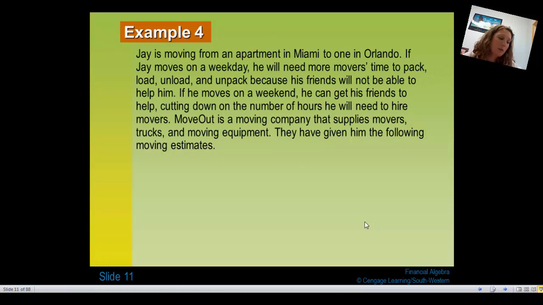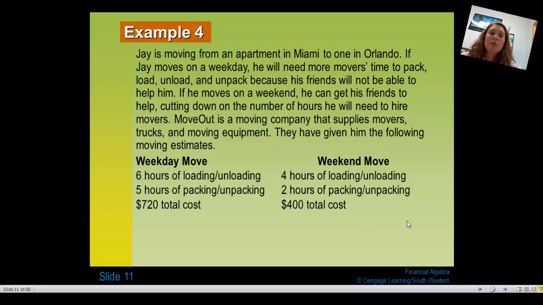For example 4, lots of words in this one, but we can handle it. We're actually going to end up doing a system of equations for this one. So Jay is moving from an apartment in Miami to one in Orlando. If Jay moves on a weekday, he will need more movers' time to pack, load, unload, and unpack because his friends will not be able to help him. If he moves on a weekend, he can get his friends to help, cutting down on the number of hours he will need to hire movers. Move Out is a moving company that supplies movers, trucks, and moving equipment. They have given him the following moving estimates.